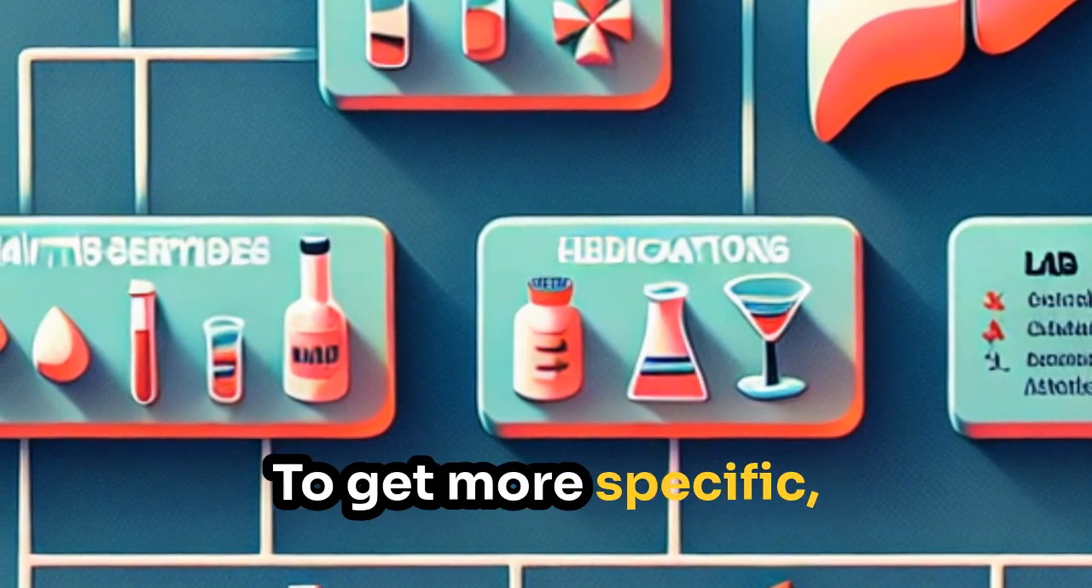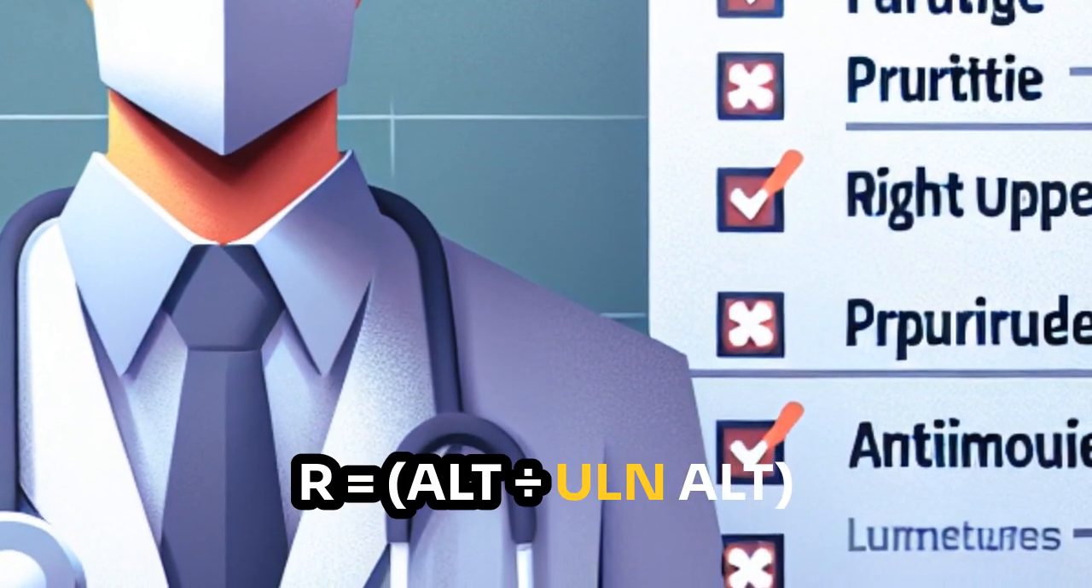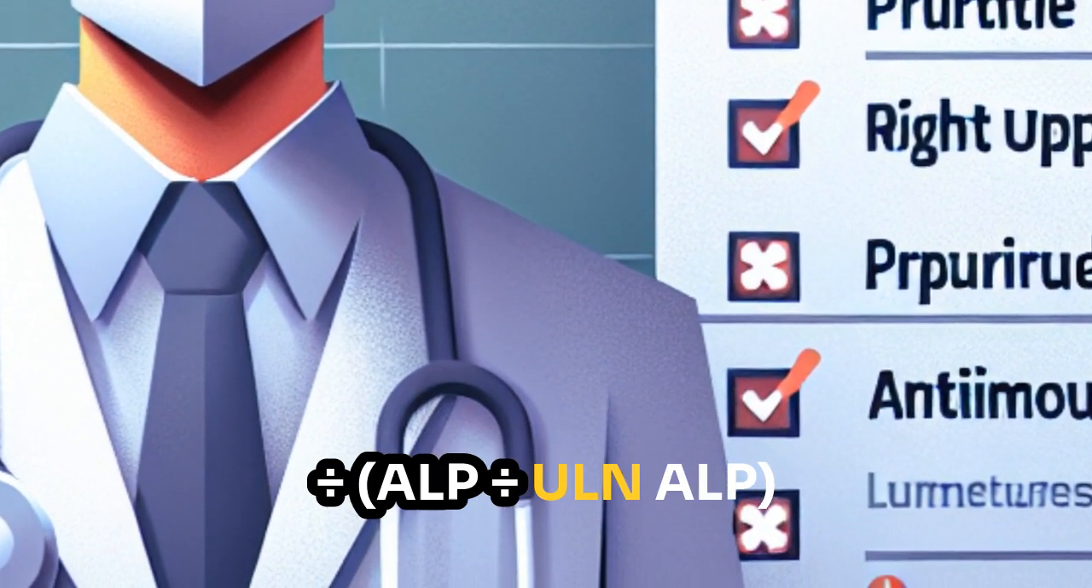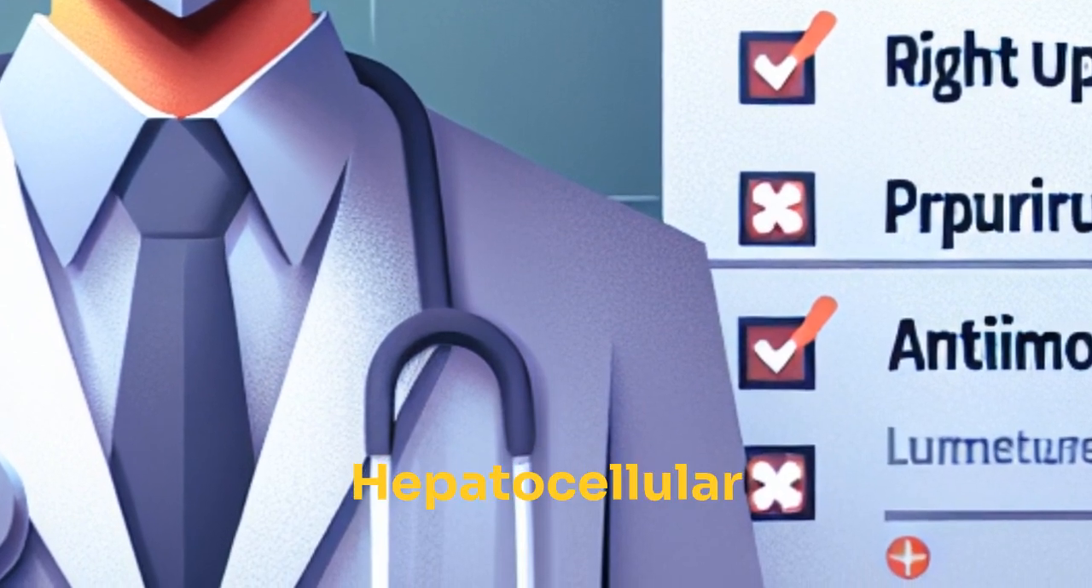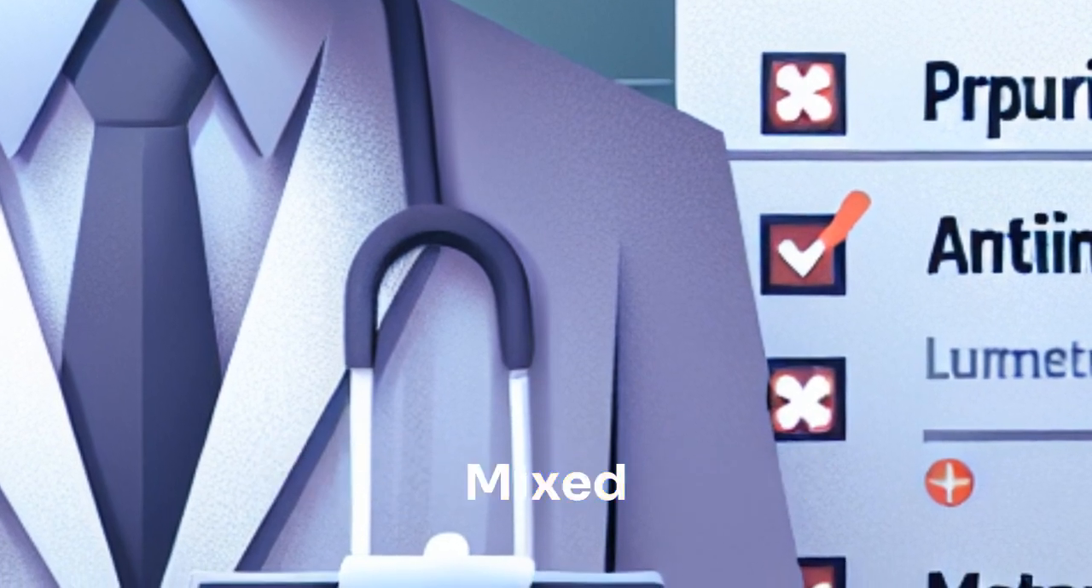To get more specific, calculate the R factor. R equals ALT over ULN ALT, divided by ALP over ULN ALP. R greater than 5 means hepatocellular. R less than 2 means cholestatic. R between 2 and 5, mixed.